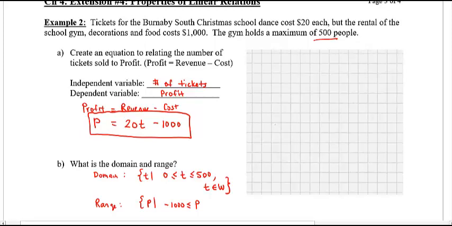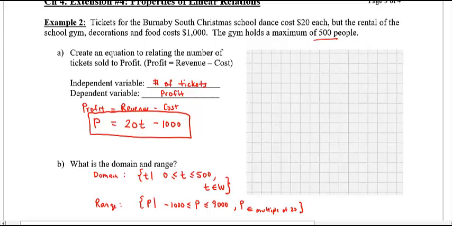Well, if you sell out, 500 tickets are sold. You plug that into the equation now. 20 times 500 is what? 10,000 minus 1,000. You could make a whopping $9,000. Whoa! Notice, however, in this case, P must be a multiple of 20, because each ticket is worth $20.